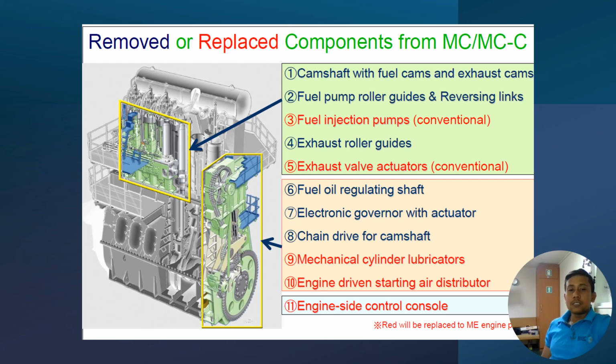The fuel oil regulating shaft is removed. The electronic governor with actuator is removed. The chain drive for the camshaft is removed. Obviously, as we don't have a camshaft, there is no point in having a chain drive. Mechanical cylinder lubricators are replaced. The engine driven starting air distributor is replaced with a starting air distributor. The engine side control console is replaced.